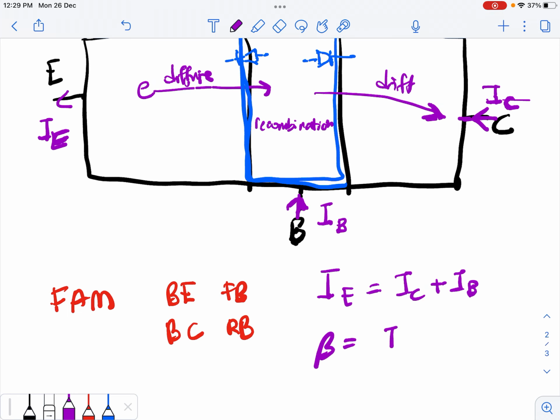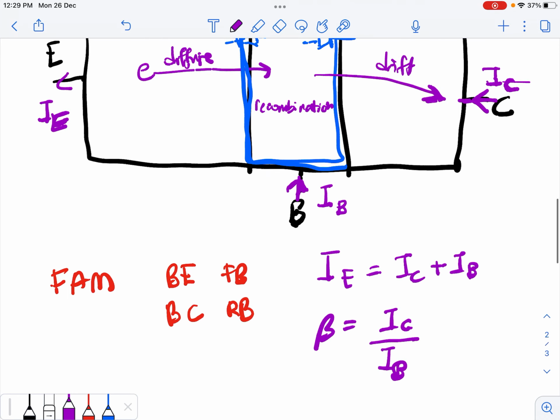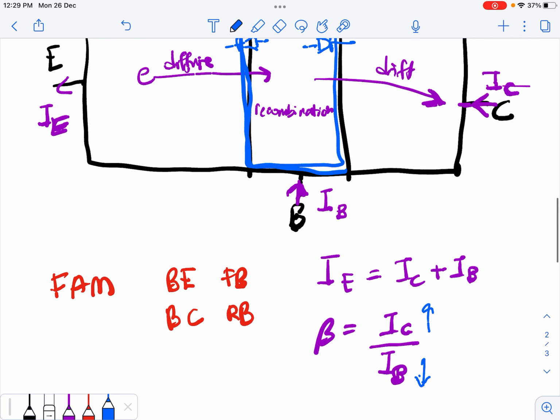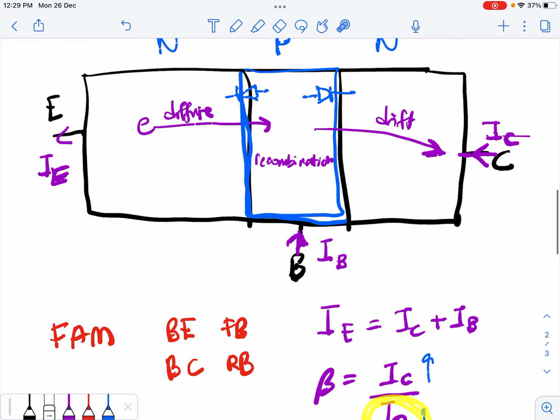Number two, we learn about the gain. Gain is IC over IB. If we want the gain to be as big as possible, we will make IC as large as possible and try to reduce IB. So how do we reduce the base current over here? By reducing recombination.